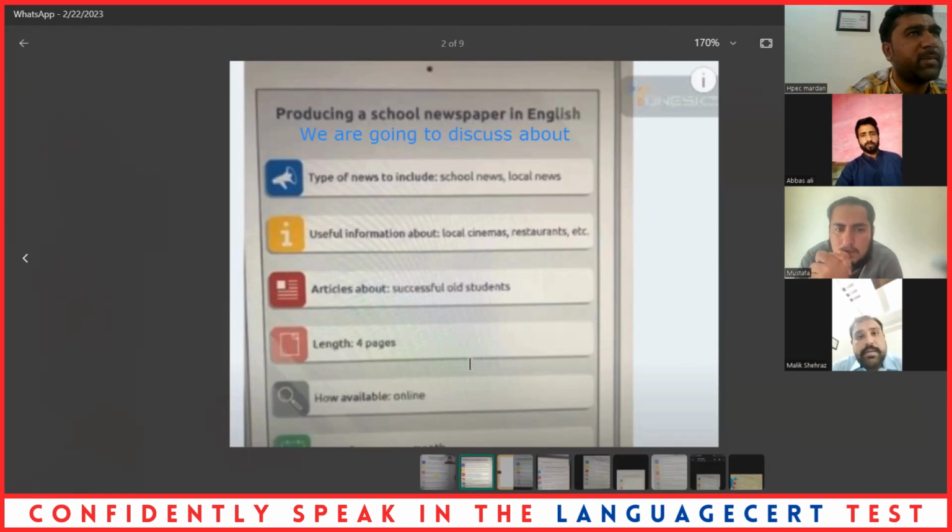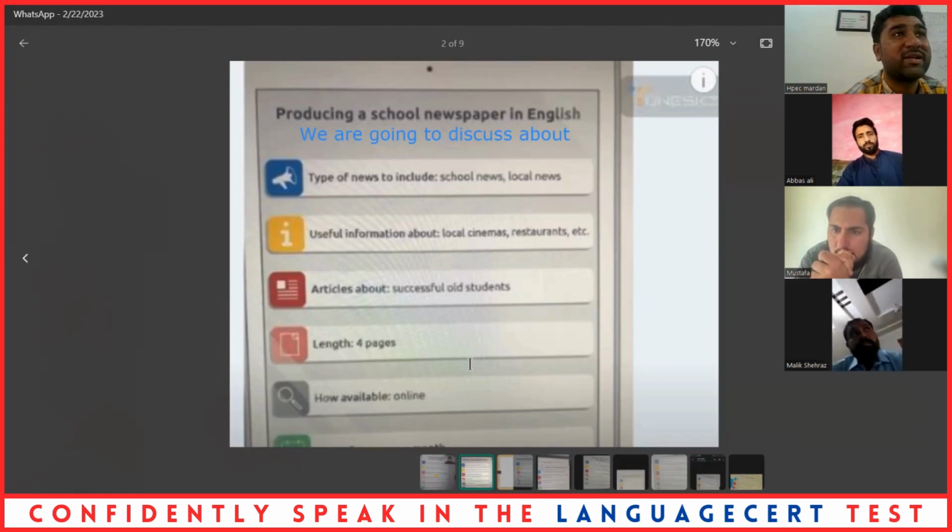How often should it be published? I think it should be published twice a month, right? Twice a month, 3 times a month. No, I think it should be published once a month, because students and people may wait for it.